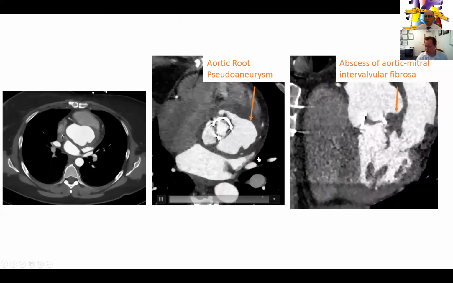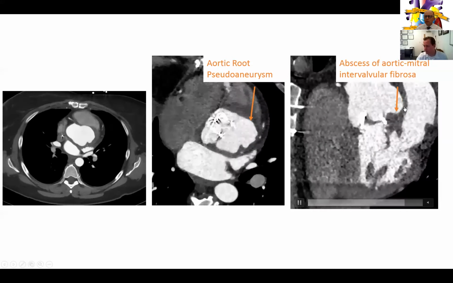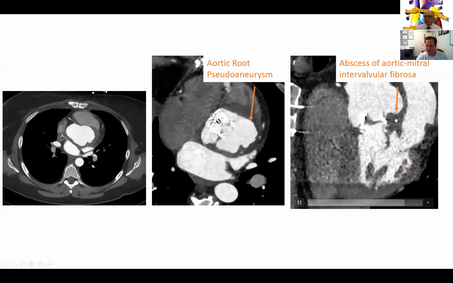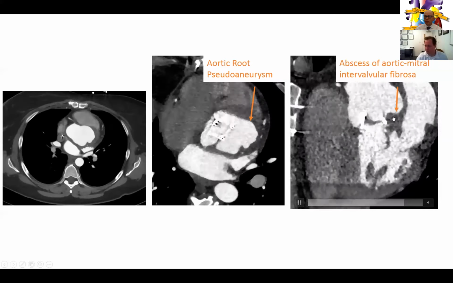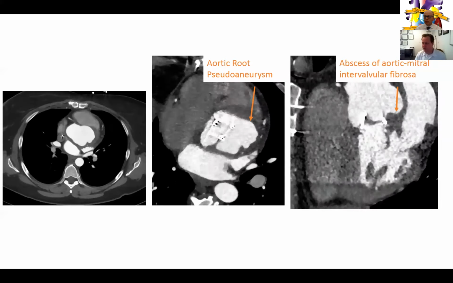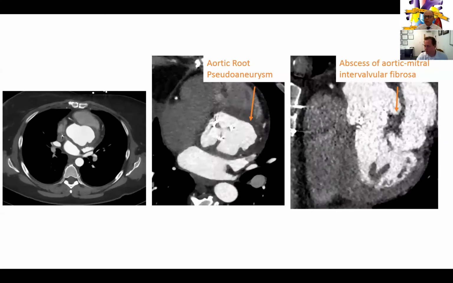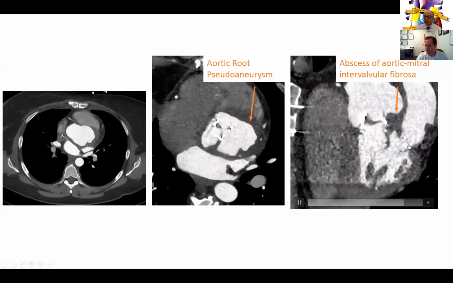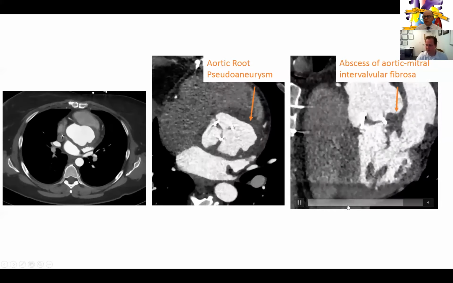But the other thing that this case shows nicely is the abscess involving the aortomitral curtain, the aortomitral intervalvular fibrosa. And this is certainly important to document as an invasive complication because of the surgical implications. So usually this will require what we call a commando procedure, which will involve replacing the aortic valve, repairing or replacing the mitral valve, but also reconstructing this aortic mitral intervalvular fibrosa.